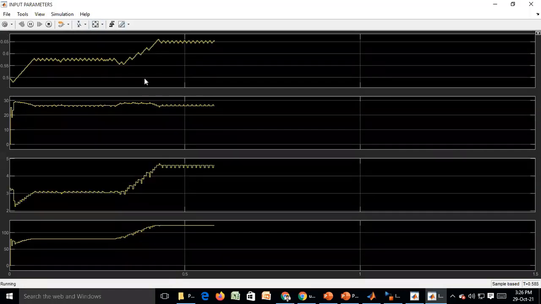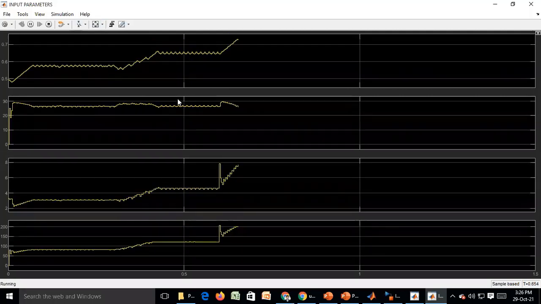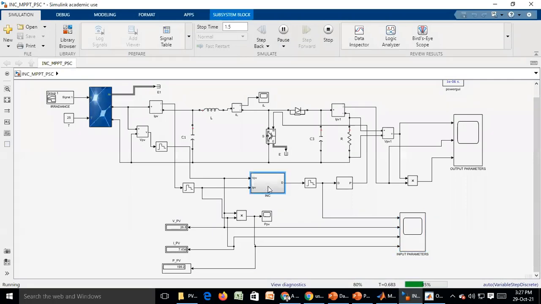So now you see, the first one is the pulse generator PWM signals, whereas the second one is approximately 26 volts. That is the PV output voltage, and this is 6 point something. That is the current, and there is the power. Approximately it is tracking the same way, if you observe. So we can ensure that our method is working properly.